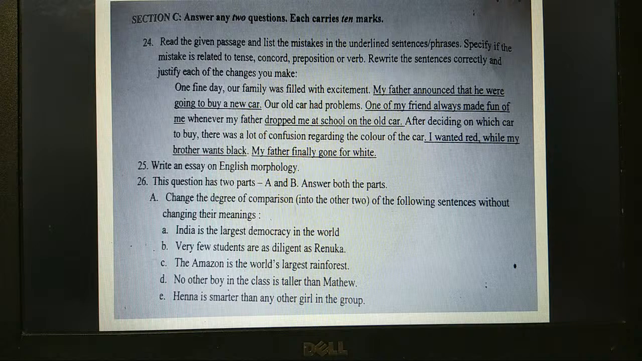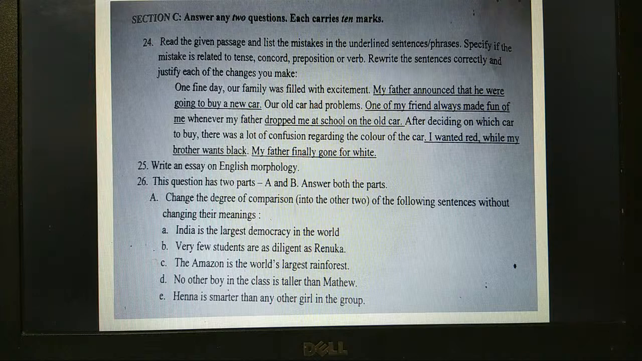You have to answer only two questions, and remember, go for the easiest one. Here you have 24, 25, 26, and 27. Four are given, you only have to answer two. I'm helping you answer all the four.